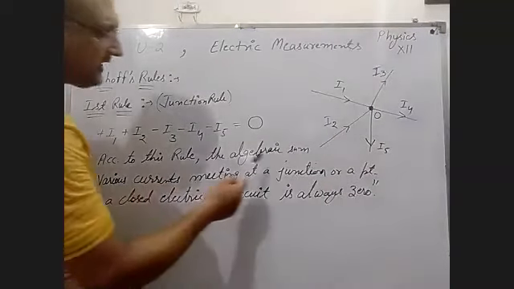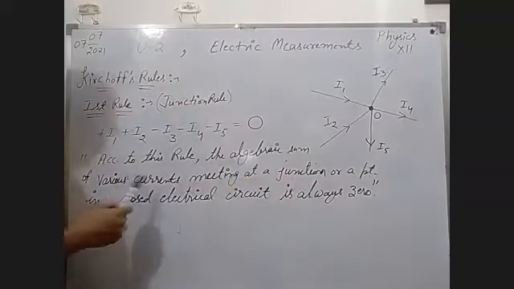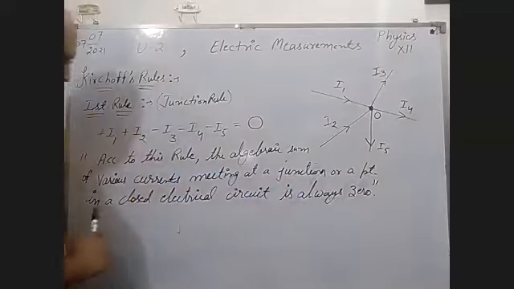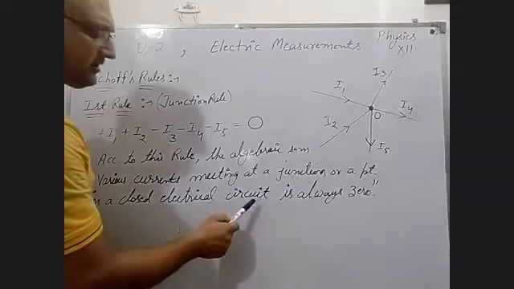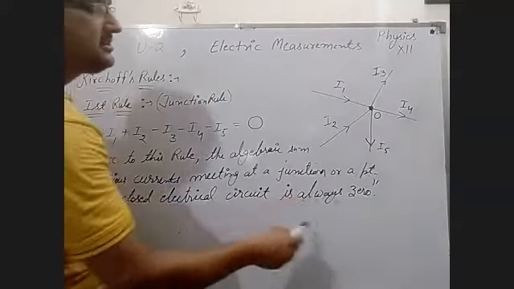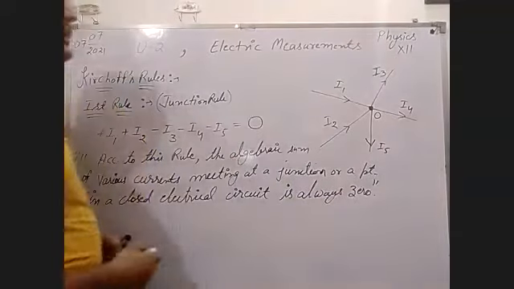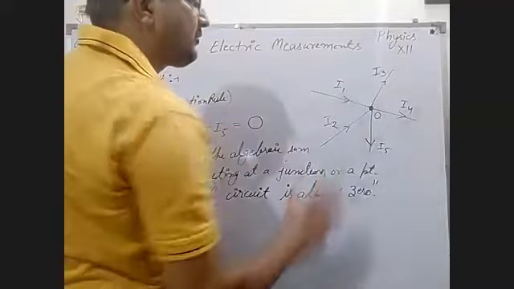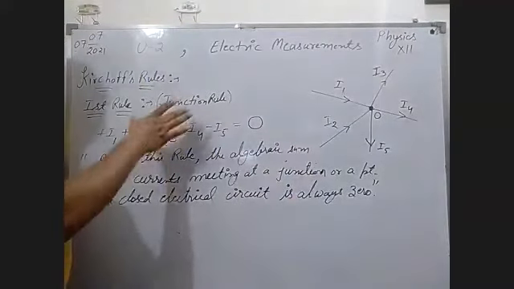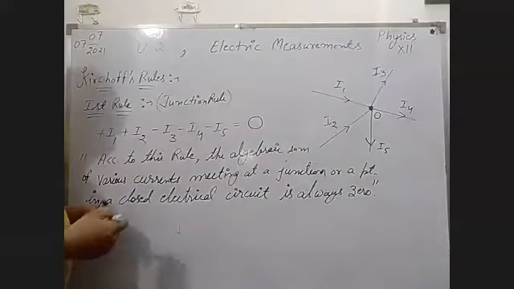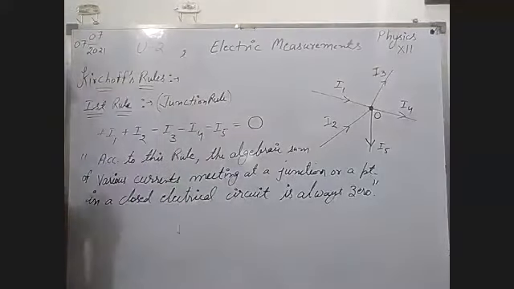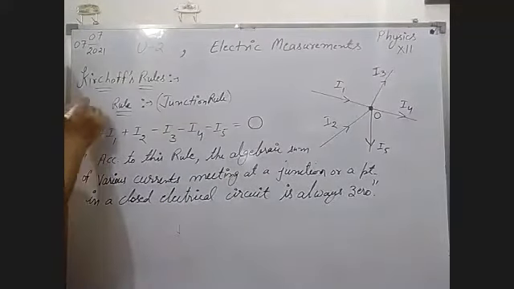According to this rule, the algebraic sum of various currents meeting at a junction or a point in a closed electrical circuit is always 0. Okay, the net algebraic sum of all the currents meeting at a point will be 0. This is the Kirchhoff first rule, or you can say junction rule. Remember this thing. Now, the next is second rule.